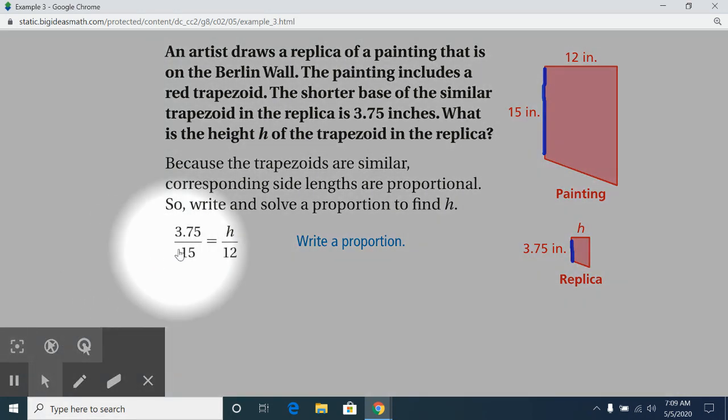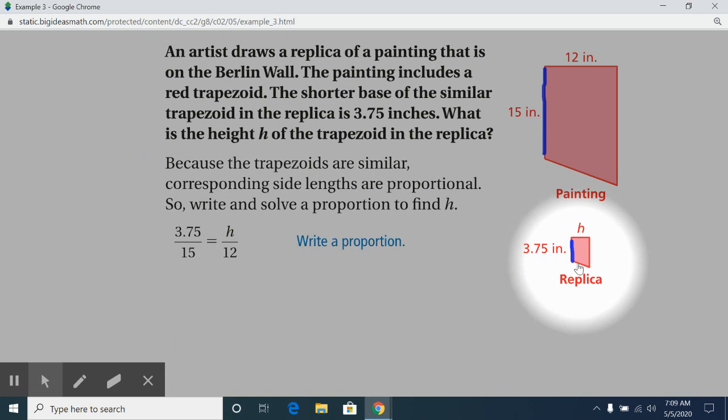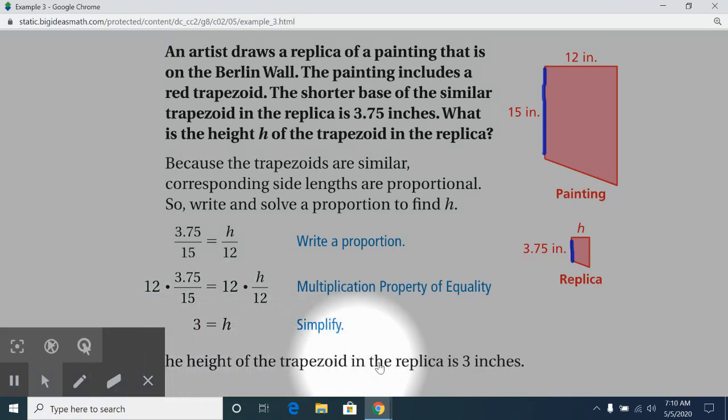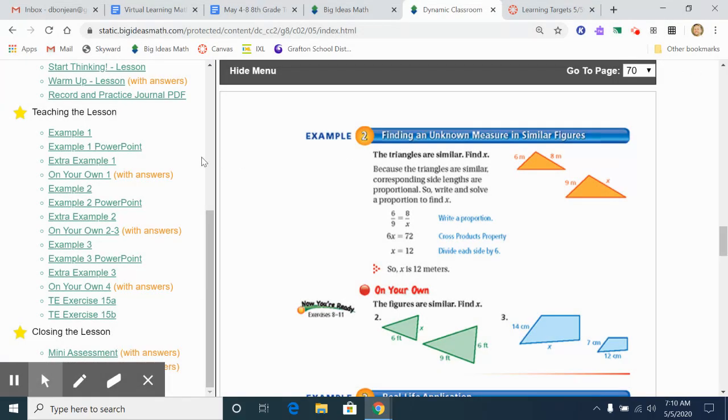That's what they did here. They made a fraction, and they're going from the replica to the painting. They made a fraction out of the corresponding side lengths of 3.75 over 15. Now we know the height of the painting, but we don't know the replica. So they went h/12. They wrote a proportion, and then they are solving that proportion to get that h would equal 3. Same concept as the last problem. Like I said, that's pretty much it for the lesson.